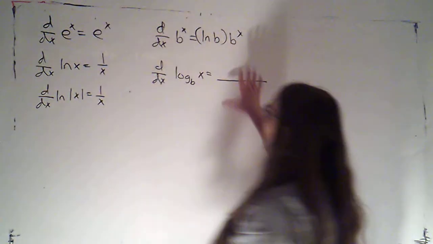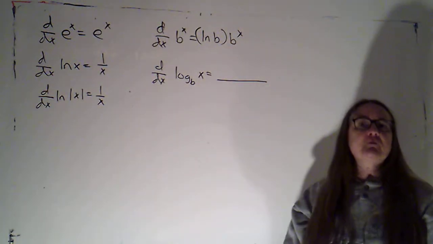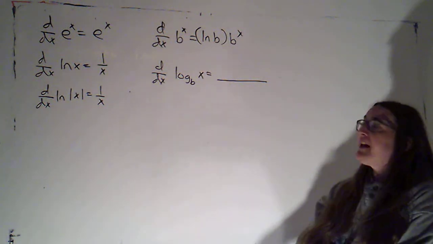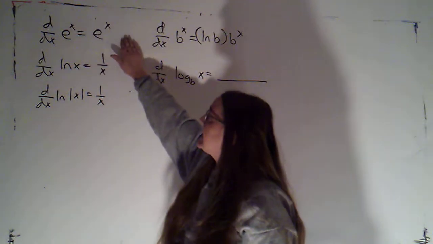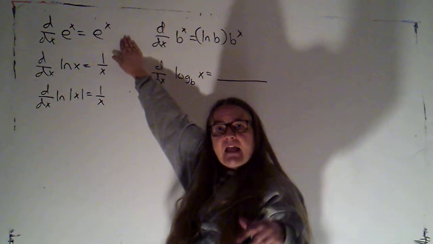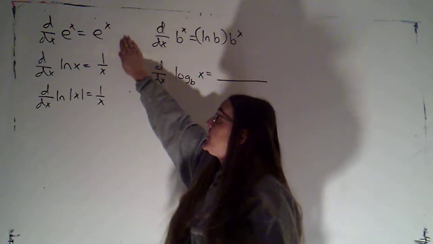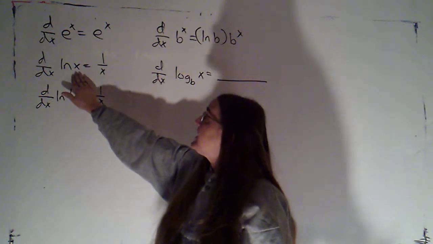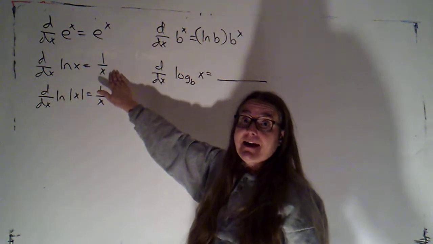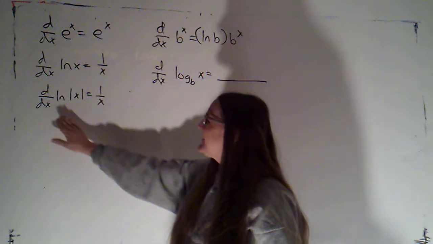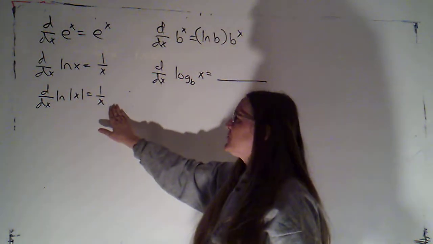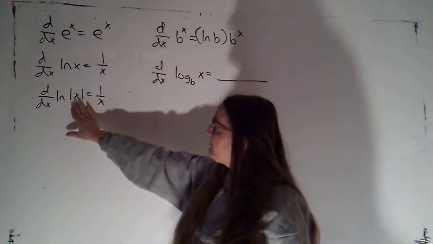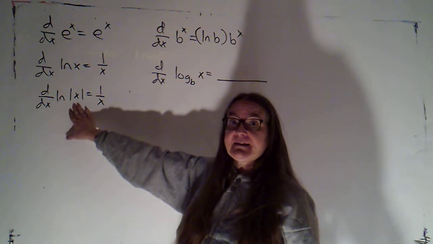On the board, we've got all of the formulas we've worked out so far for exponential and log functions. So we've seen that the derivative of e to the x is e to the x. And in the last video, we looked at the inverse function. We saw that the derivative of the natural log of x was 1 over x. We also saw that the derivative of the natural log of the absolute value of x was 1 over x. That's going to be fairly useful a little bit later on this section.